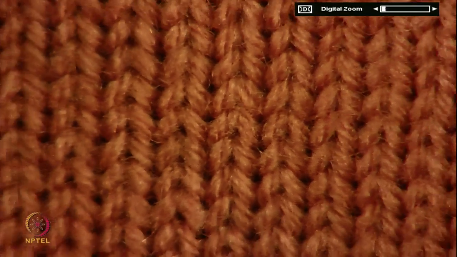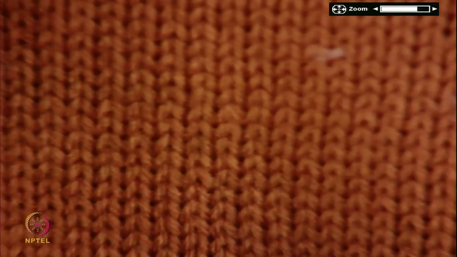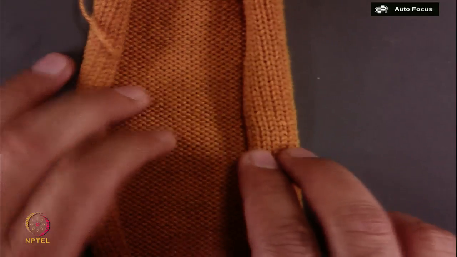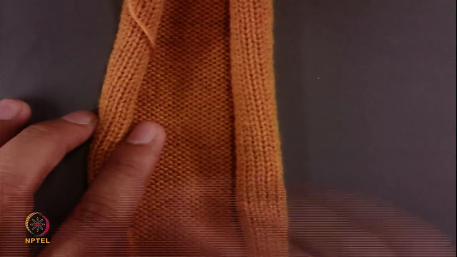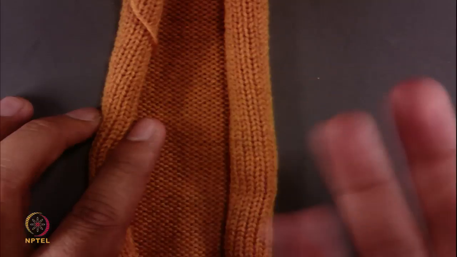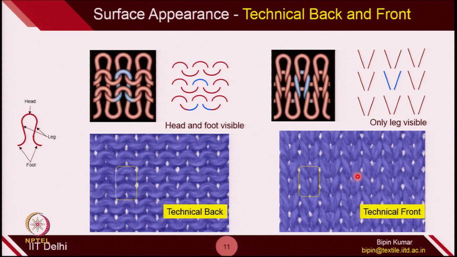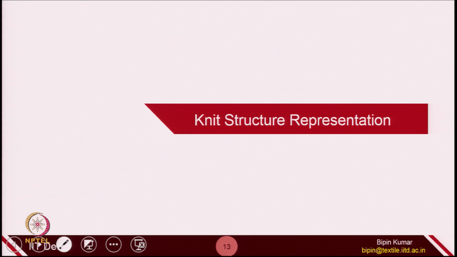So, this is how both sides of the fabric look different and they are quite useful in designing. We can get different appearance of the fabric just by making the garment from two different sides. Okay. So, this is technical back and technical front, extremely important in garmenting when we design t-shirts or any knit garments. Now, the last segment of this particular lecture is knit structure representation.